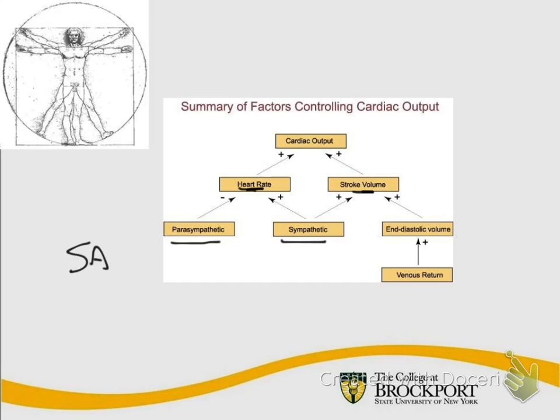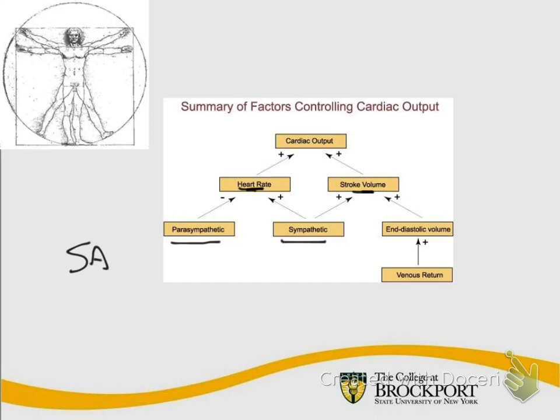Stroke volume is controlled by end diastolic volume. And if you can remember, end diastolic volume is that volume in the heart at the end of diastole. So it's really the maximum volume of the ventricle. On the last slide we saw it was 130 milliliters.